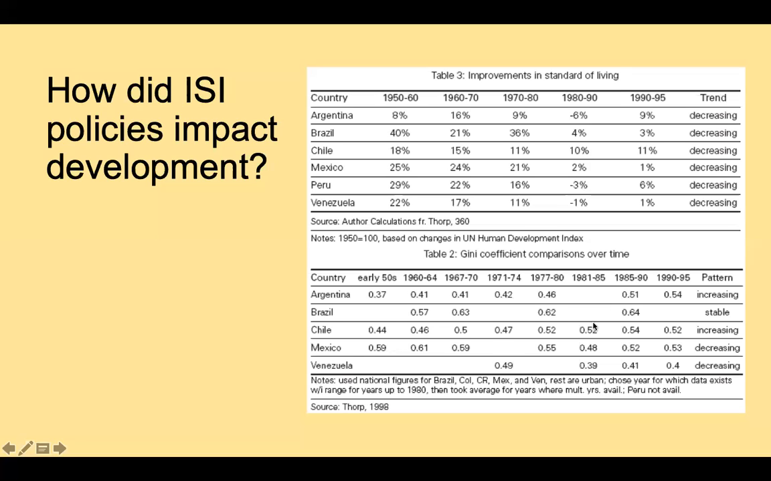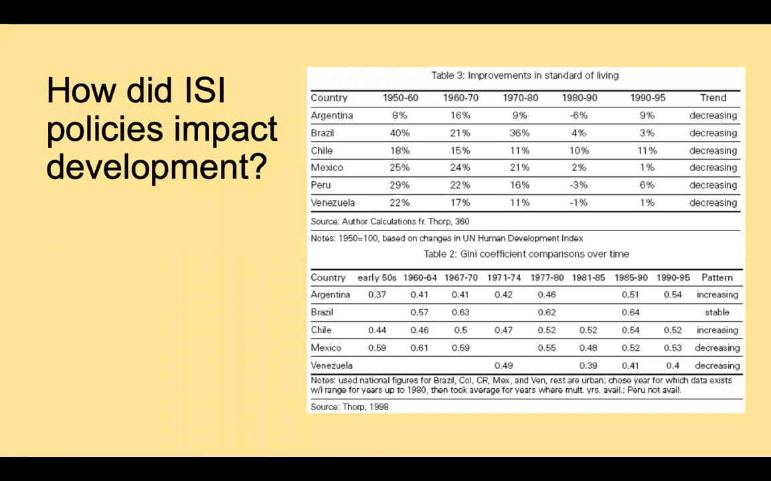Now, we also notice that even despite ISI policies, economic inequality essentially begins to increase, and more as the years go on. And you'll notice, for instance, that in Argentina, it was a relatively low Gini coefficient in the early 1950s, 0.37. But by 1985, it's 0.51.